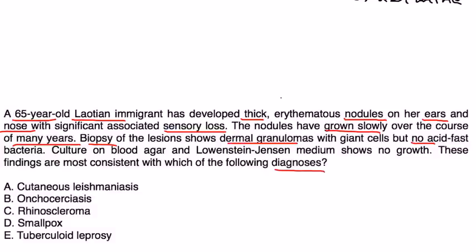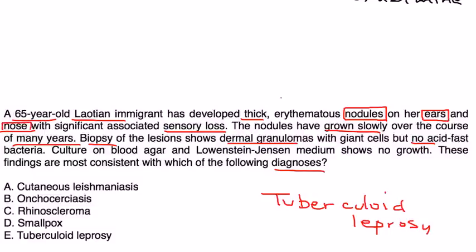Well, the fact that there's no acid-fast bacteria kind of throws you off, but that's okay because you can have that with tuberculoid leprosy. And these nodules are very characteristic, prominently placed on ears and nose, which is where they occur in tuberculoid leprosy. And the fact that she has associated sensory loss shows that she has involvement of the peripheral nerves. So all of these point to tuberculoid leprosy.